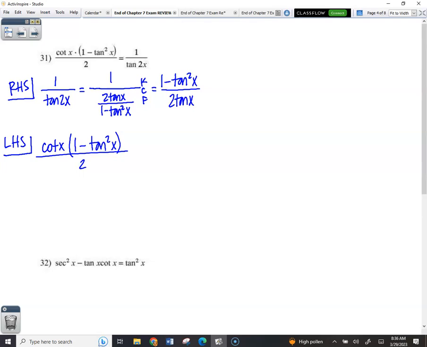Okay, so the first thing I notice is I have a 1 minus tan squared in both of my expressions, which is nice, right? Then I have a 2 here and a 2 here, so that checks out to be good. Then I have a cotan in the top. Over here I have a tan in the bottom.